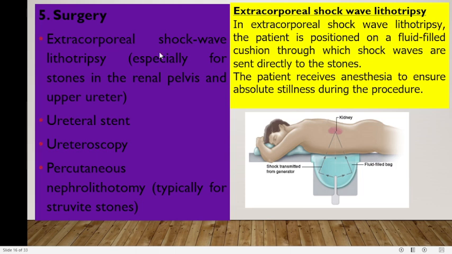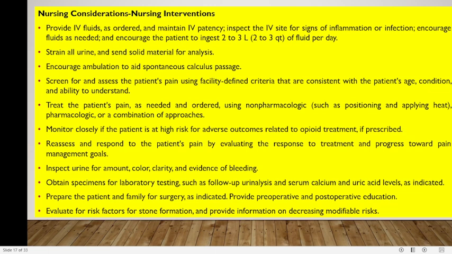We also have others, apart from extracorporeal shockwave lithotripsy. We also have ureteral stents. We also have ureteroscopy. We have percutaneous nephrolithotomy. This one is done typically for struvite stones.